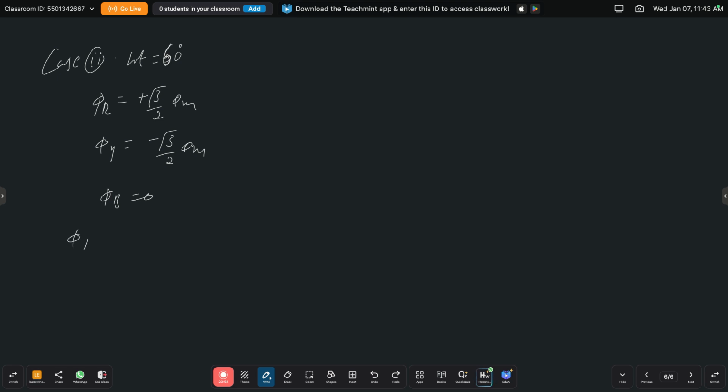So the total flux phi t is the vector sum of phi r bar plus phi y bar plus phi b bar. Phi r is plus root 3 by 2 phi m, phi y is minus root 3 by 2 into phi m, and phi b is 0.